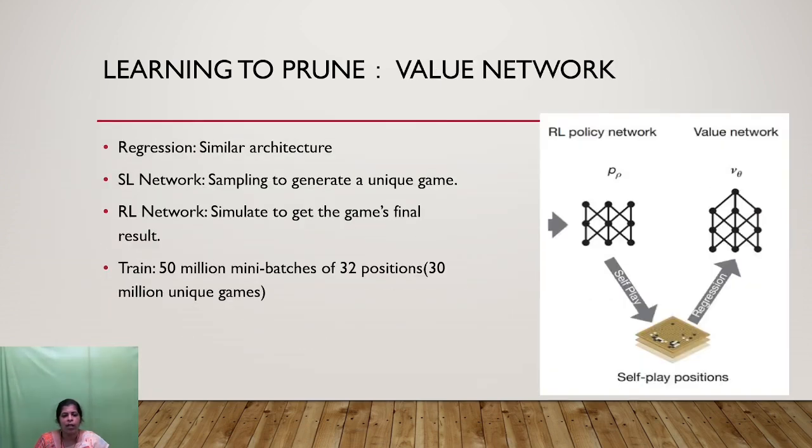As we know, sampling is used to generate the games. The regression problem will be prediction of the values, and it trains on 5 million batches of 32 positions. What is that? Gains 5%.